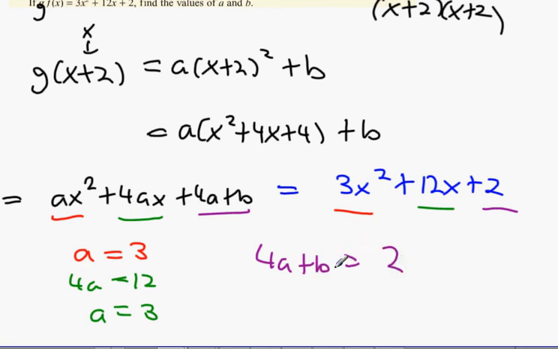We know that 4a is 12, plus b equals 2. What does that mean about b? Minus 10. Okay, happy enough. Moving on.